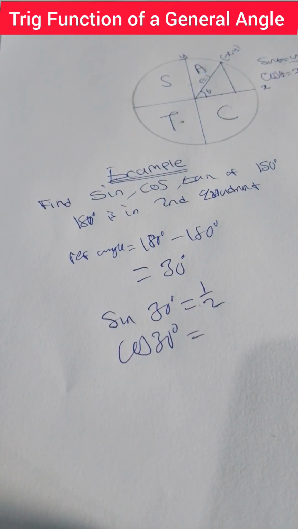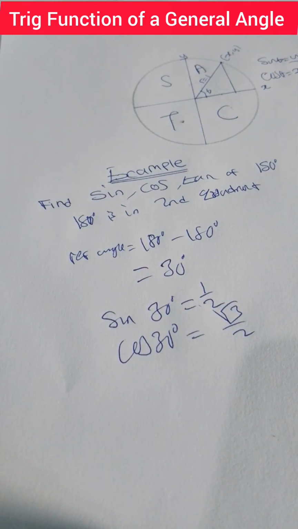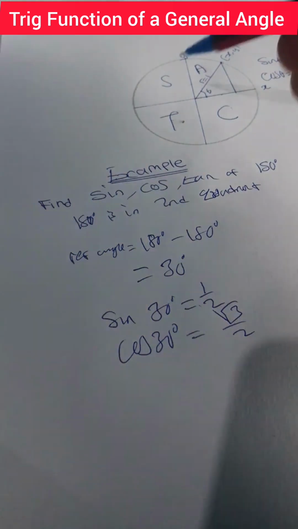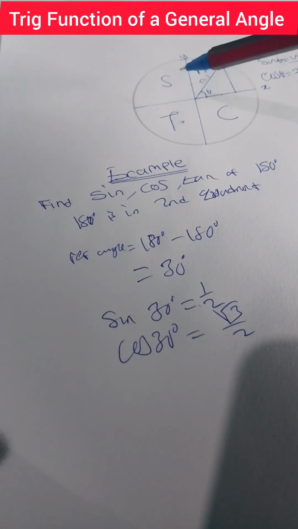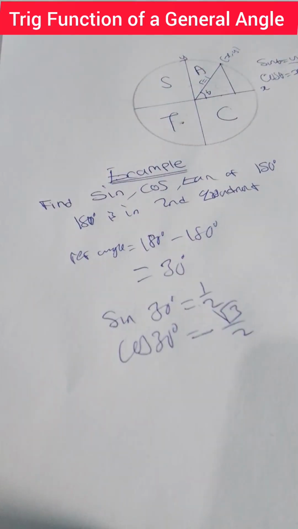Cos 30 degrees is root 3 over 2. Now, cos 30 is root 3 over 2, but because 150 is in the second quadrant, and in the second quadrant cos is negative, we put negative root 3 over 2. So that's what we do.